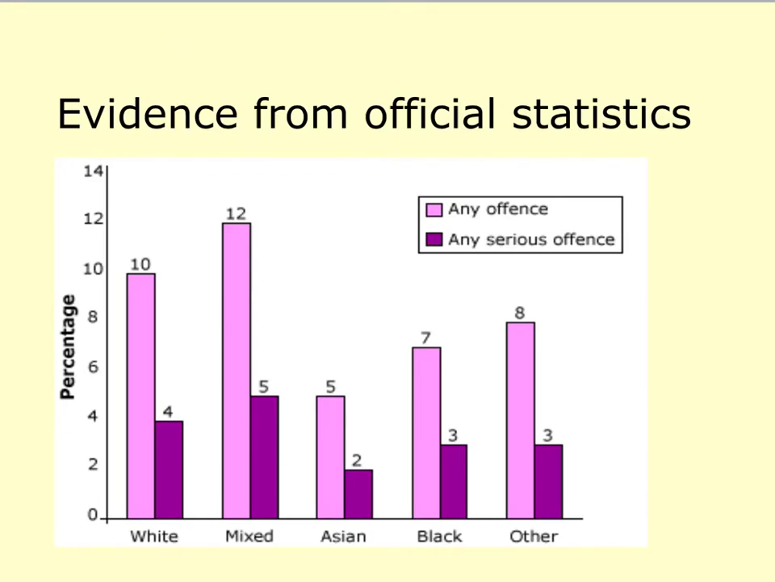Have a quick look at this table, and what is it telling you? Now remember, the black community only forms 2.7% of the total population, or did in 2008, and it has gone up since then, but not significantly. The light pink's any offence, and the dark purple's any serious offence.